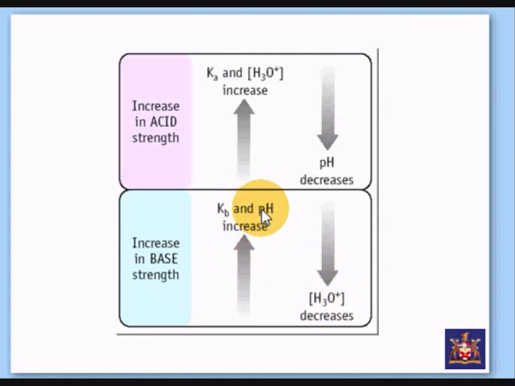Similarly, pH increasing means that you're going up from zero. Zero is, remember, a strong acid, which means there's a lot of hydrogen ions and protons. But as the pH goes up, it means that you've got less hydrogen ion concentration.